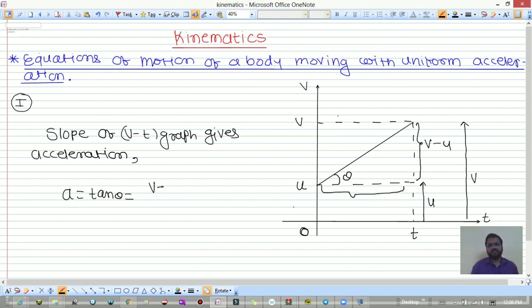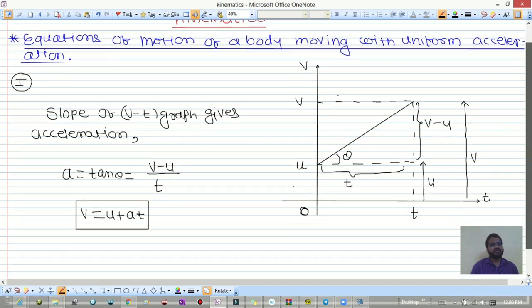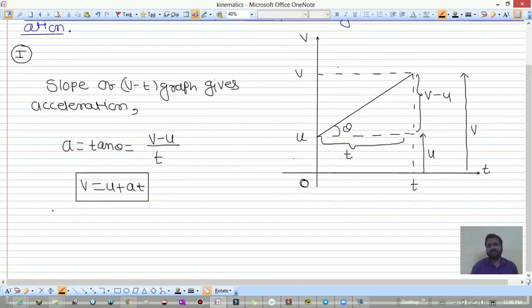So this is v minus u divided by, what is the adjacent side? This is t minus 0. So that is t. So from this, as you can see, we have v is equal to u plus at. This is the first equation of motion we have. So I hope this is clear now. It's very simple. v is equal to u plus at. Now what is this v, what is this u, and what is this a and t? v is the final velocity. That is what you have to remember.